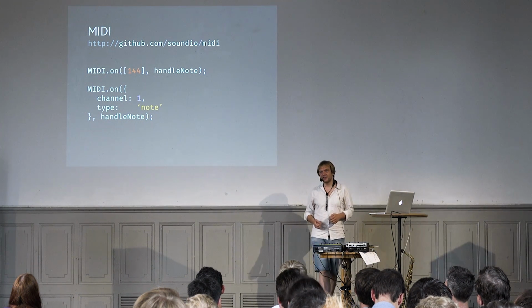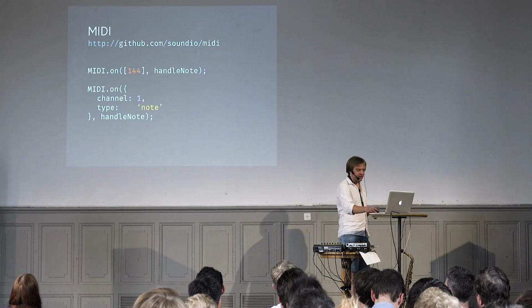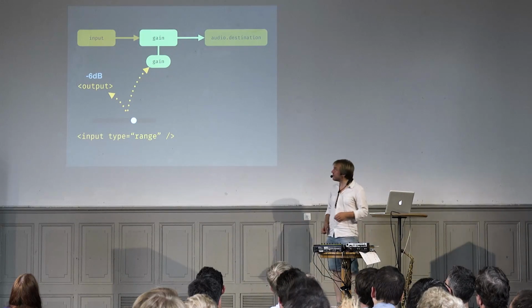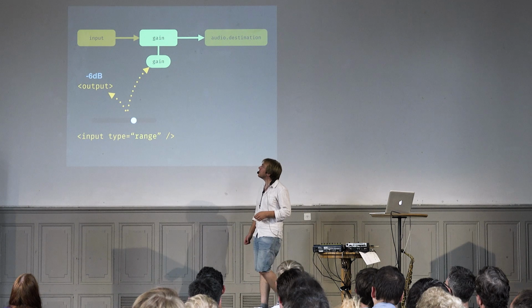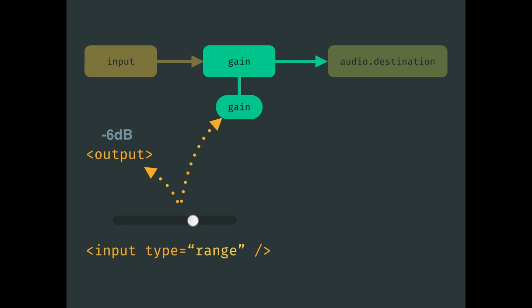So that's the basics of MIDI. We've done the basics of web audio. Let's put the two together. This is the graph we set up in the beginning. We've got our source node, our gain node with the gain parameter, and it's all going through to the destination. The input is controlling the gain parameter of the gain node.